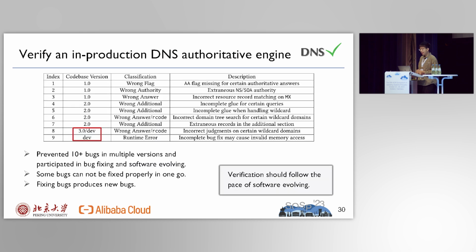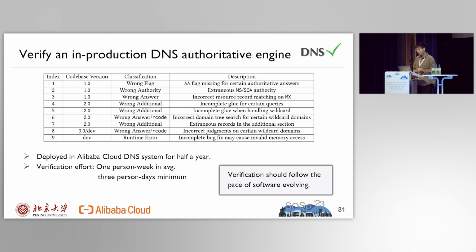With the help of DNSV, we verified the Alibaba Cloud DNS authoritative engine and prevented more than 10 deep and subtle issues. After that, DNSV kept up with the pace of bug fixing and software evolving. We found that some bugs cannot be fixed properly in one go, and sometimes fixing bugs even produces new bugs. Thus, the observation is that verification should be so fast that it can follow the pace of software evolving.